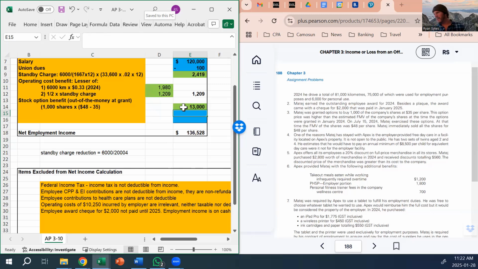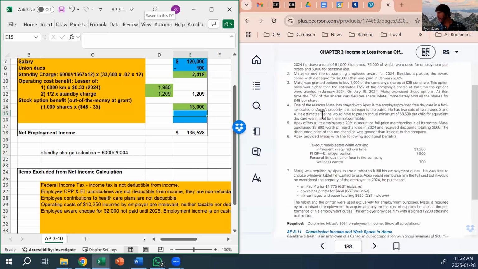By virtue of the fact that this guy's employed, and again, he did nothing else here, he got 13,000 bucks and he's going to pay whatever his marginal rate is on this, or his effective rate, I should say. So who knows? Maybe it's 30% or something like that. So maybe this guy pays, I don't know, 4 grand in tax. He did nothing. I think it's a good deal. You can decide for yourself. So that was point three. Point four is that one of the reasons Matei has stayed with Apex is the employee-provided free daycare in a facility located on Apex's property.